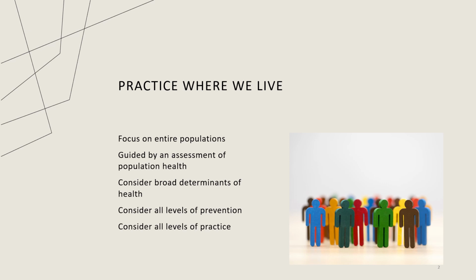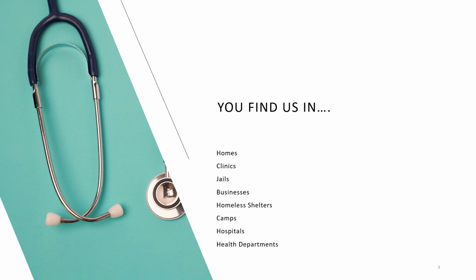One of the criteria is also to consider all levels of prevention with a preference for primary prevention, and to consider all levels of practice, the individual, the family, the community, and the system. Public health nurses can be found anywhere. Like I stated before, public health nurses can actually be found anywhere.